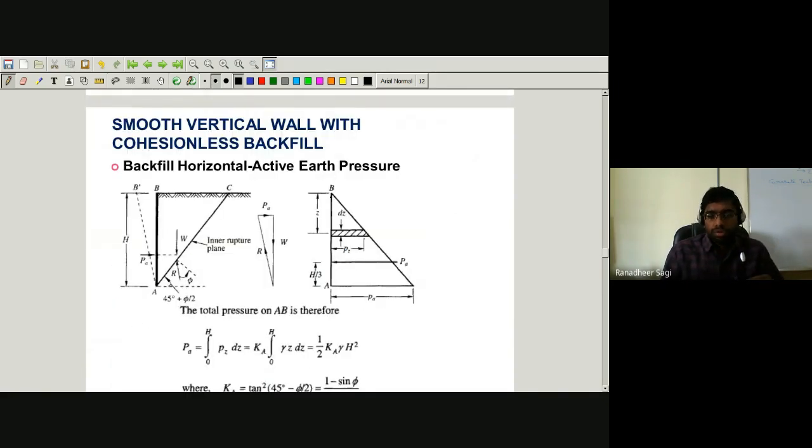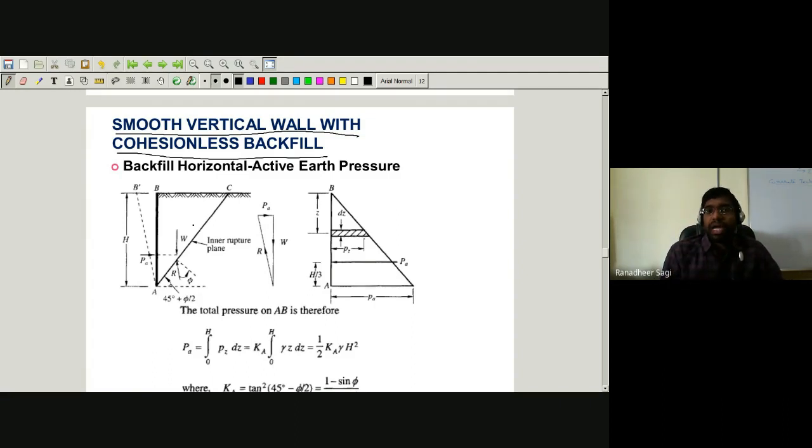Okay, so which type of retaining wall have we been talking about in all these cases? We made some assumptions earlier when we discussed Rankine's earth pressure theory, where we said the retaining wall is vertical and smooth. So that is nothing but a smooth vertical retaining wall with cohesionless backfill. What does backfill material mean? The soil which is retained at the higher elevation is what we call the backfill material.